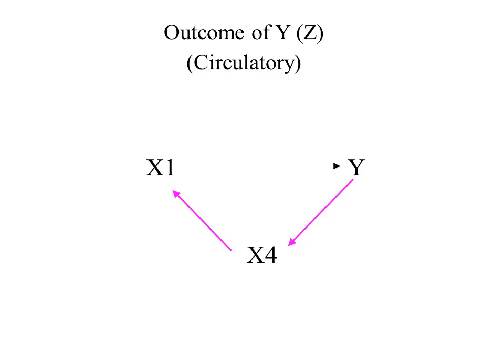This is a special case of causal chain involving an outcome of the dependent variable. X4, an outcome of Y, in turn, affects X1, so the causal chain becomes circular. In such a case, it is quite difficult to estimate strengths of these three causal arrows, separately from each other.